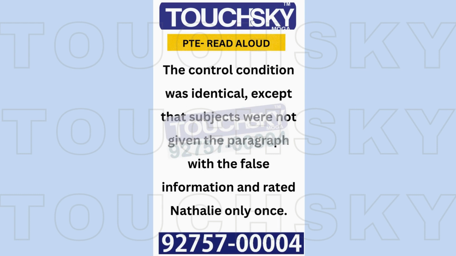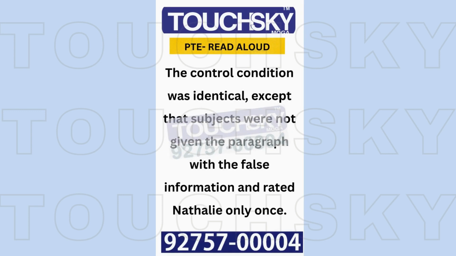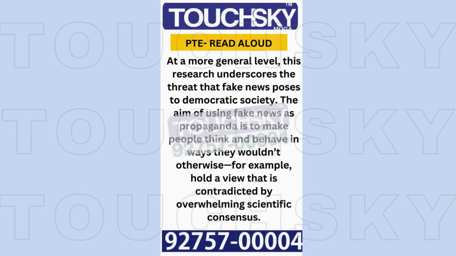The control condition was identical, except that subjects were not given the paragraph with the false information and rated not only once. At a more general level, this research underscores the threat that fake news poses to democratic society. The aim of using fake news as propaganda is to make people think and behave in ways they wouldn't otherwise. For example, hold a view that is contradicted by overwhelming scientific consensus.